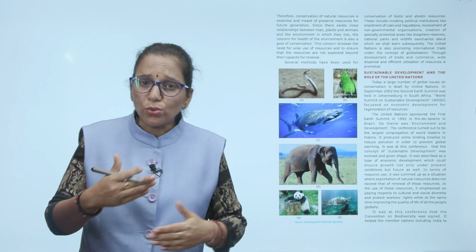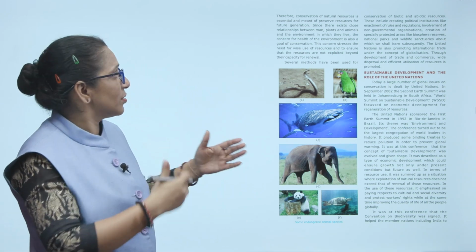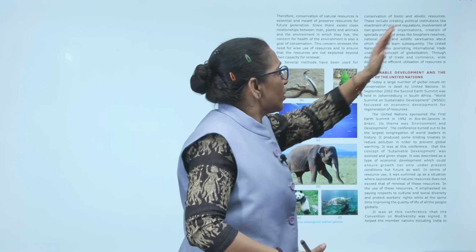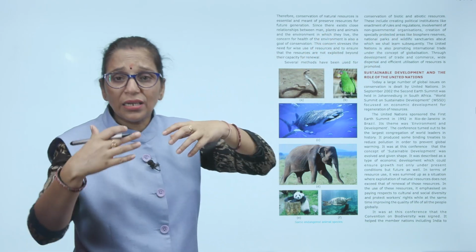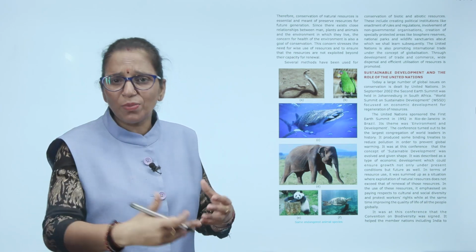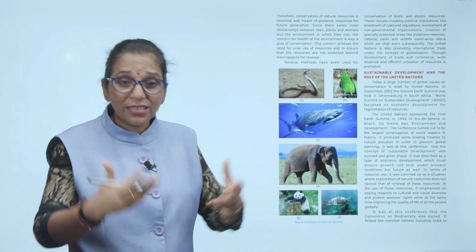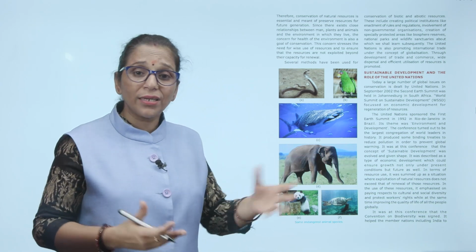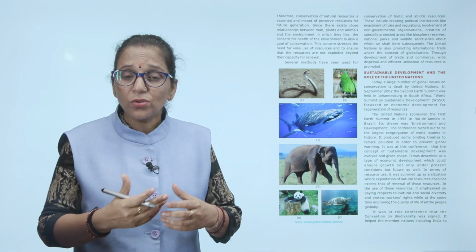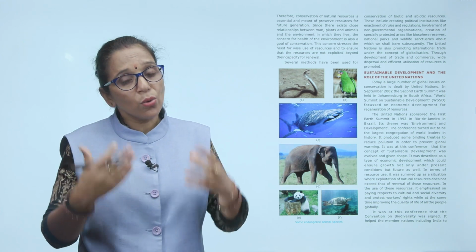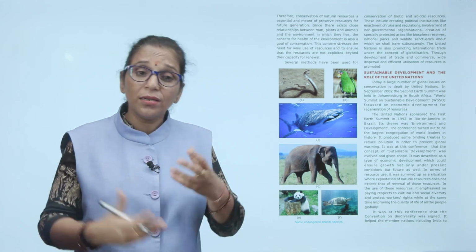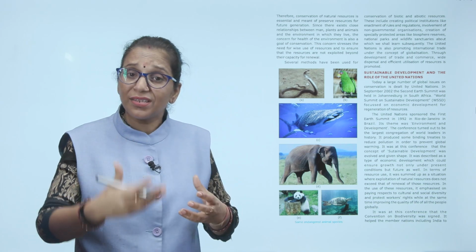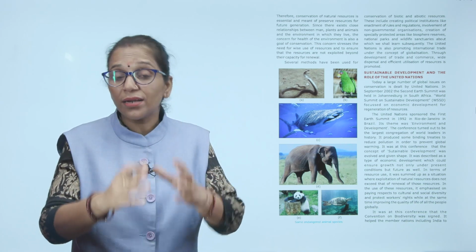Several methods have been used to conserve the resources. For example, biotic and abiotic resources. These include creating political institutions like enactment of rules and regulations, involvement of NGOs, creation of special protected areas. These days we are celebrating 50 years of Project Tiger. We started Project Tiger to save the tigers.